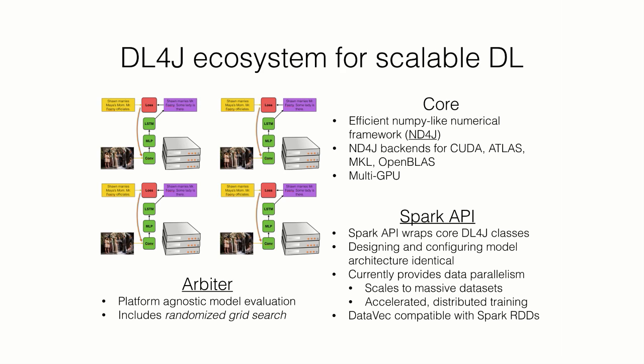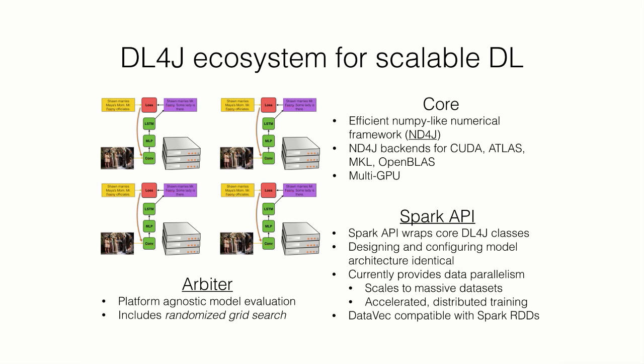And we can also do multi-GPU as well, okay? There is a Spark API that wraps the core DL4J classes. Designing and configuring your model is identical. So when you say, I want to train a convolutional neural net with all these layers, you don't do anything different if you're just going to train on one machine versus use Spark to train on a cluster. It's exactly the same. I will show you some code in a moment to show you the minimal differences.